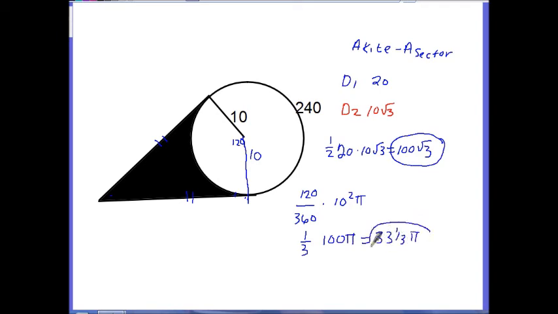Now, the area of my shaded region is going to end up giving me 100 square root 3 minus 33 1/3 pi. And that's what we got.